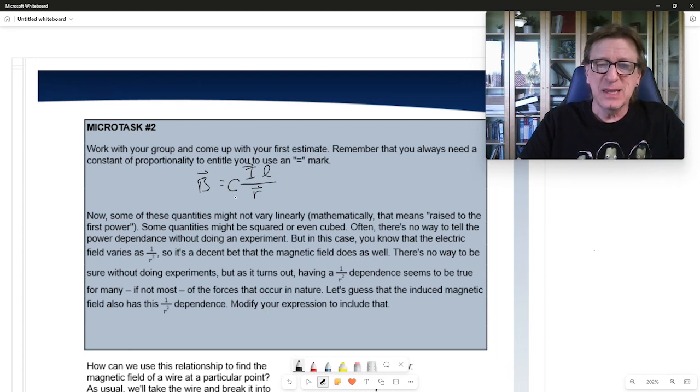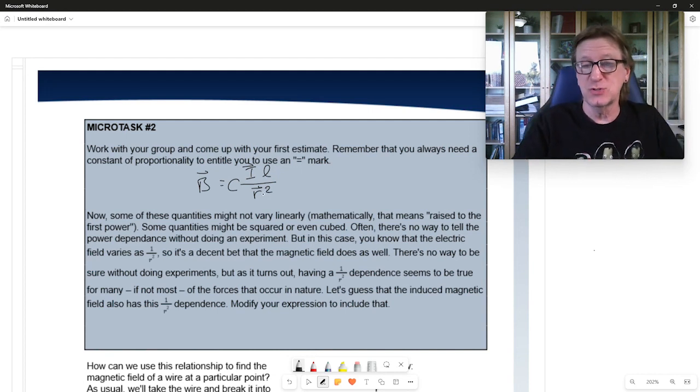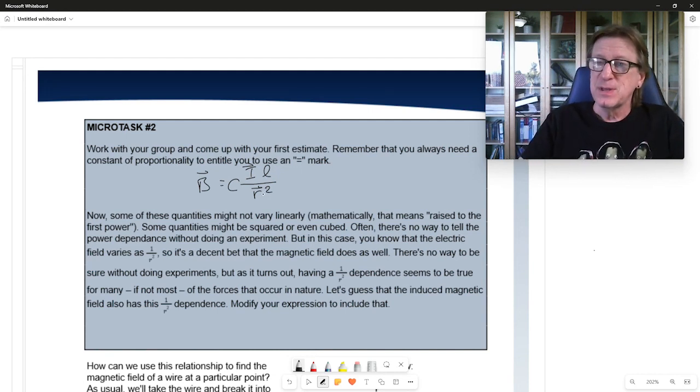So in this case, we don't know without doing an experiment how each of these vary. But again, thinking about our zero-hour approximation, our back of the envelope calculation, we've got a pretty good guess that it has to depend upon 1 over r squared. And if you do experiments as they did at this time, then you're going to find out that that's true. So if we modify our expression, all we need to do is add that squared term there.